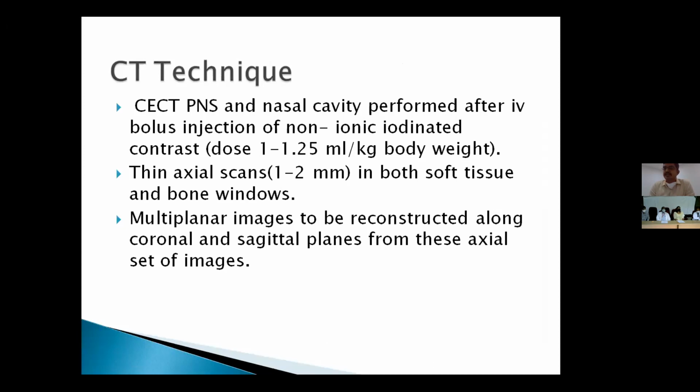So thin axial sections of 1 to 2 mm need to be taken in both soft tissue and bone window for evaluating the disease, and multiplanar images to be reconstructed along coronal and sagittal planes from the axial set of images. Once the axial set of images are taken, we need to reconstruct it and view it in coronal and sagittal planes for better identification of the illness.